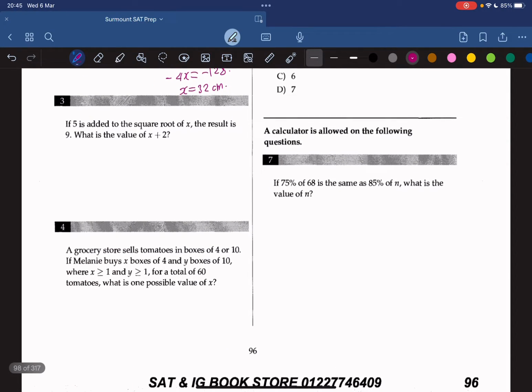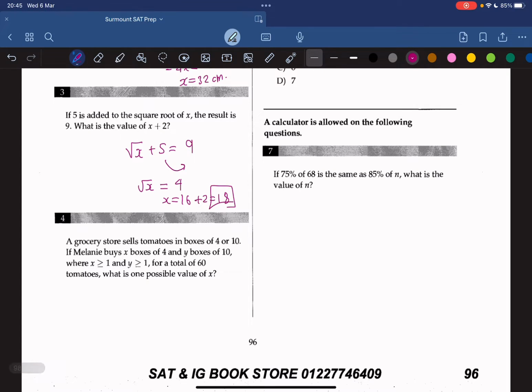If 3 is added to the square root of x, the result is 9. What is the value of x plus 2? Okay, so we have the square root of x plus 3 is equal to 9. So we can just move this to this side. So root x is equal to 6 and x is equal to 36. And we're looking for the value of x plus 2. So 36 plus 2 is equal to 38. So the answer of x plus 2 is 38.